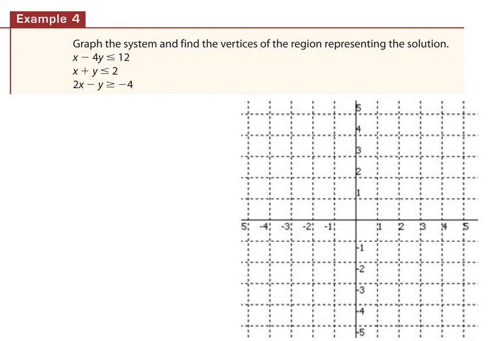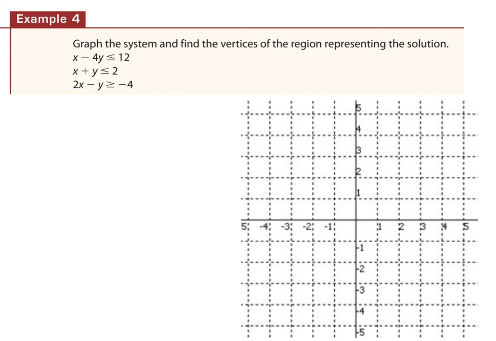So you'll notice on this one, you actually have 3 different lines. It says graph the system and find the vertices of the region representing the solution, okay? Vertices indicates you're going to have a closed region because you can only have a vertex if the lines cross, really. And typically vertices indicate that you have some type of polygon.